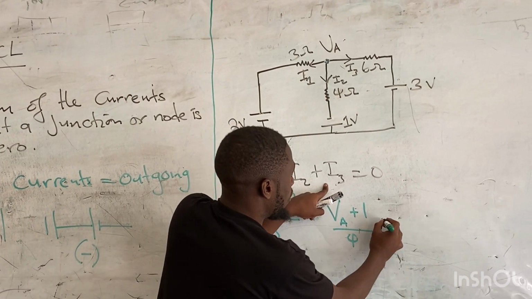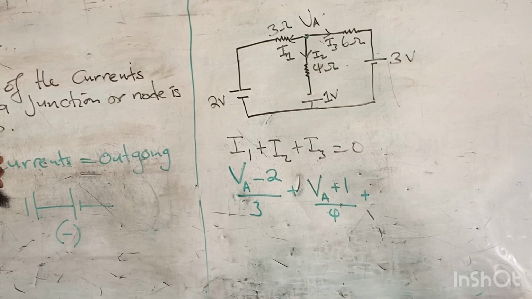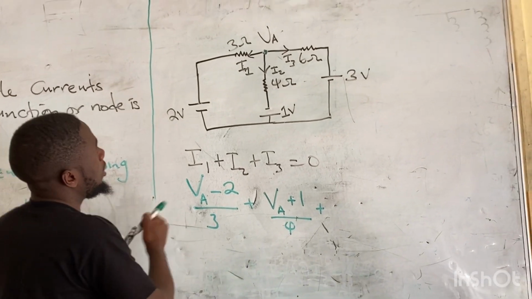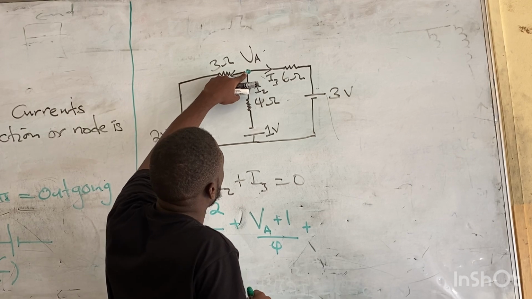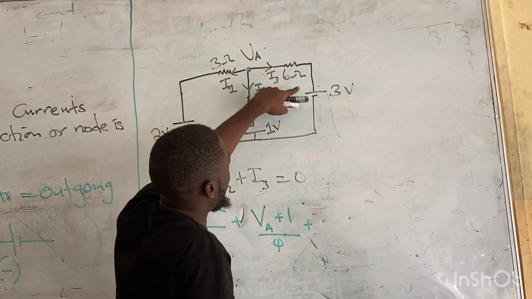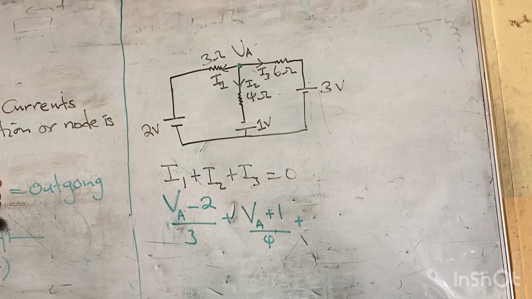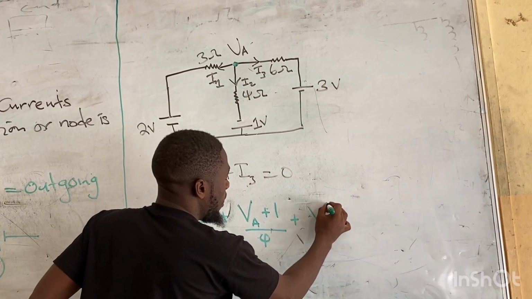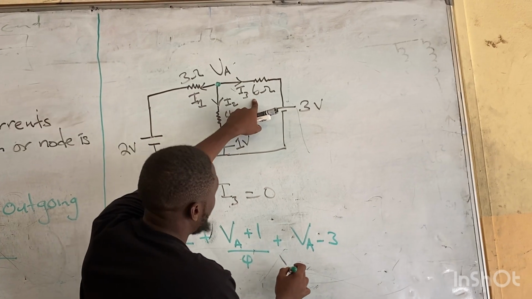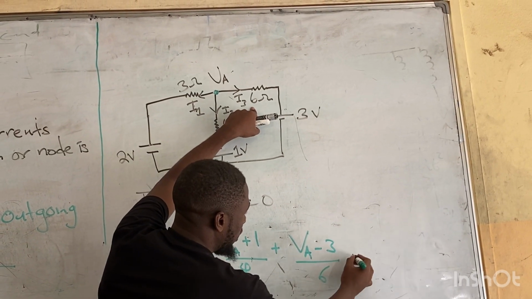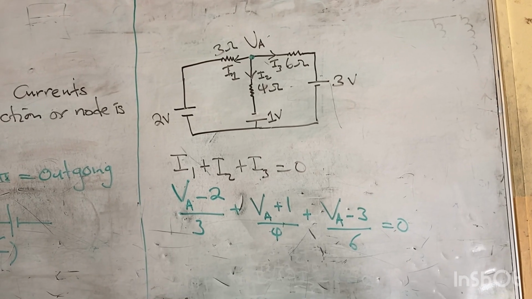Then plus, we go to I3. Here this positive terminal of the battery is connected to a positive terminal of the battery, so we expect a negative. In this case it will be VA minus 3, over 6, is equal to 0, using Kirchhoff's current law.